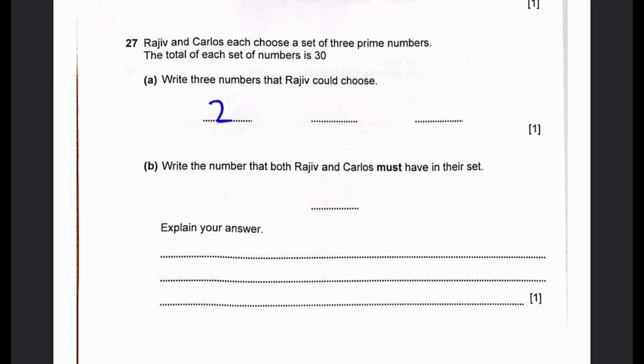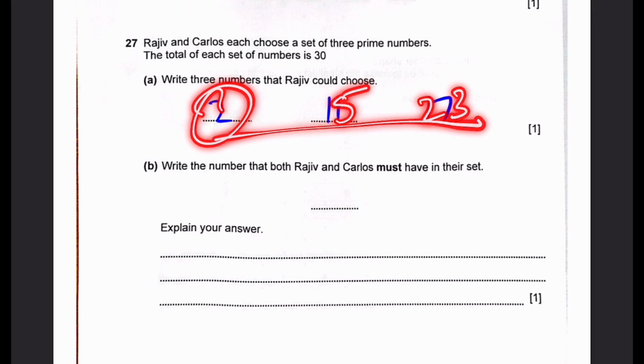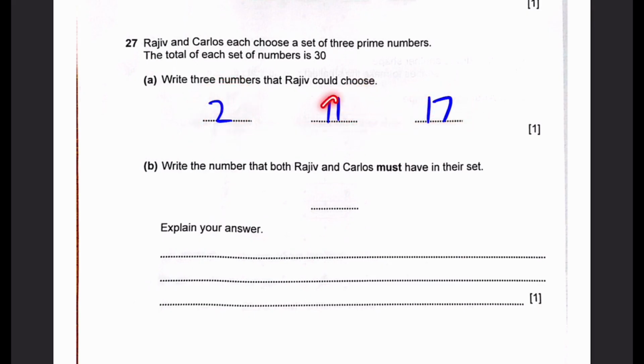So now the remaining is 28, which is the sum of these 2 numbers. Now I will just put 11 and 17. There is also another answer though. What is it? Yeah, it's 5 and 23. But the 2 has to be there, and it's either 11 and 17 or 5 and 23. That's the answer.